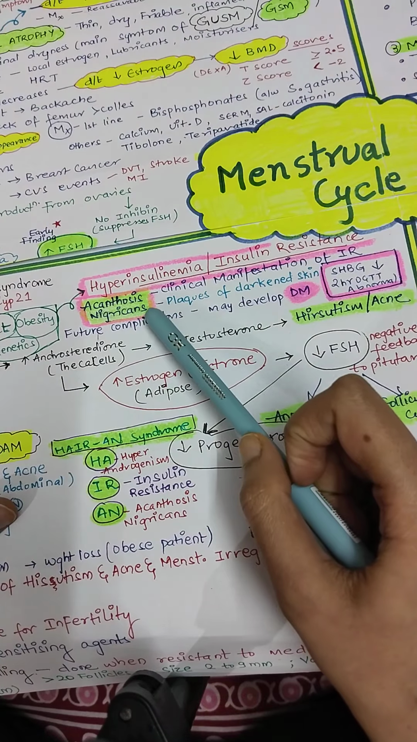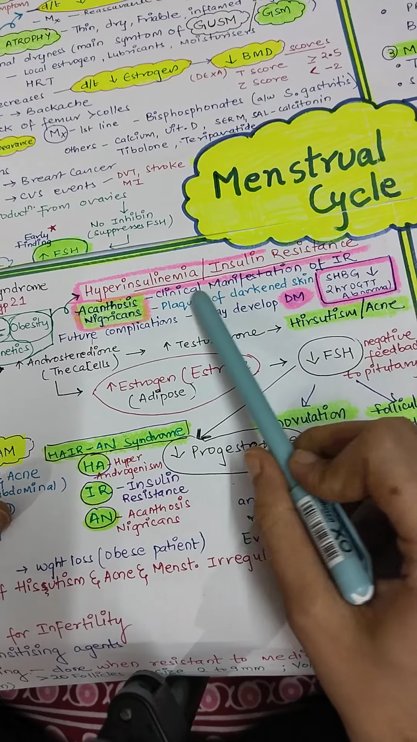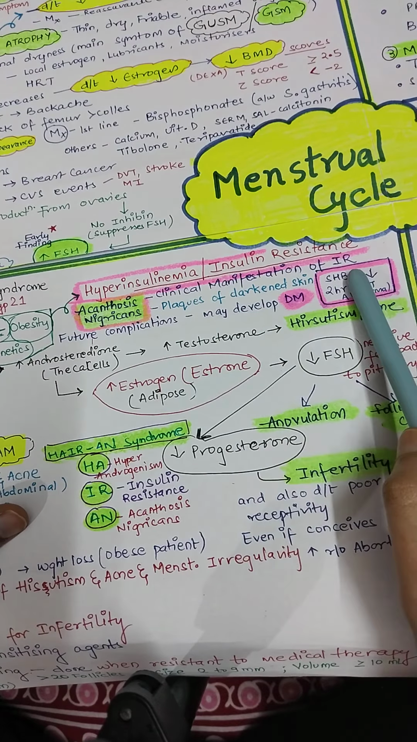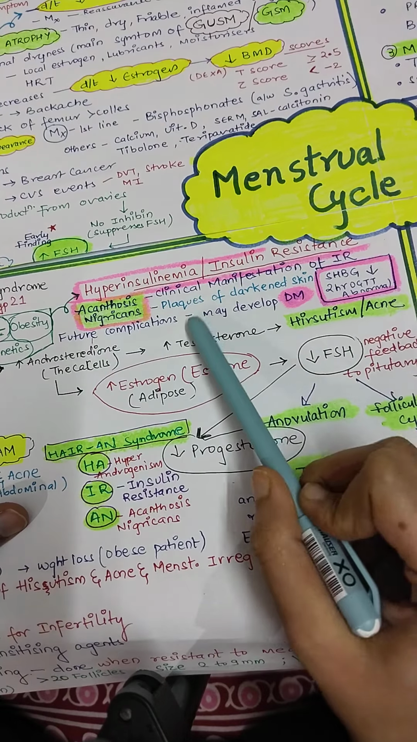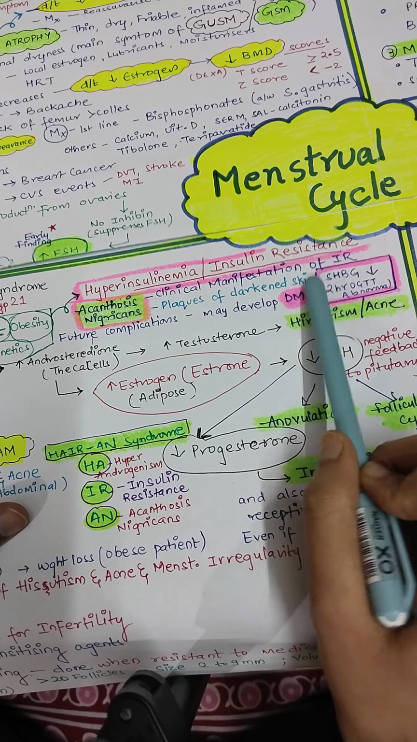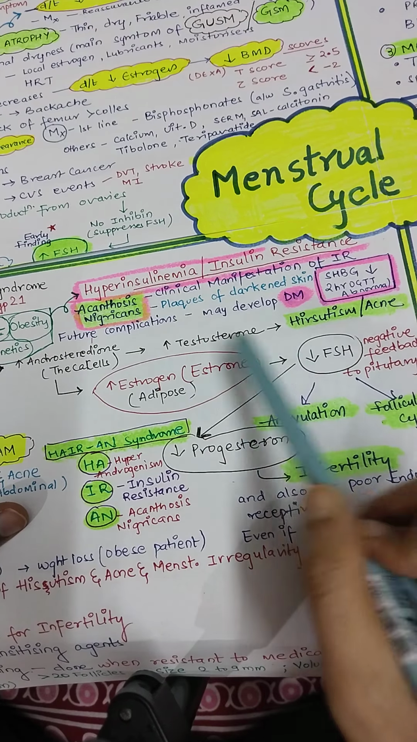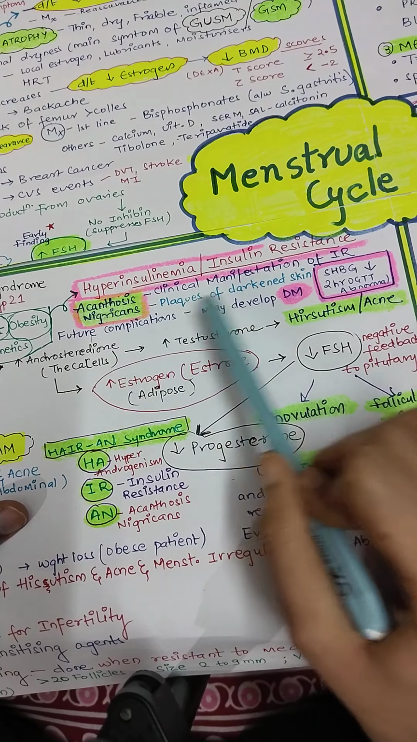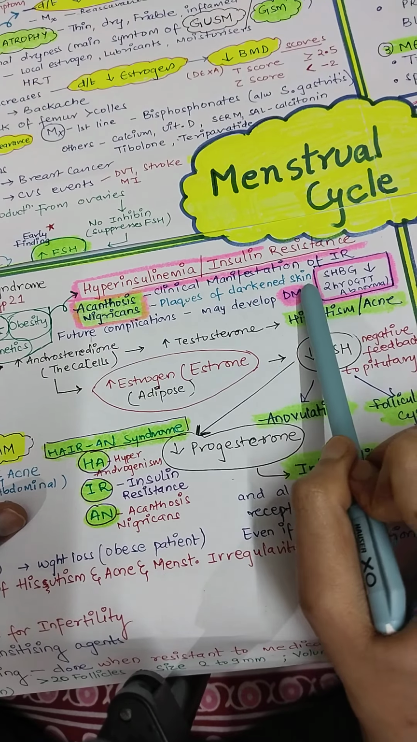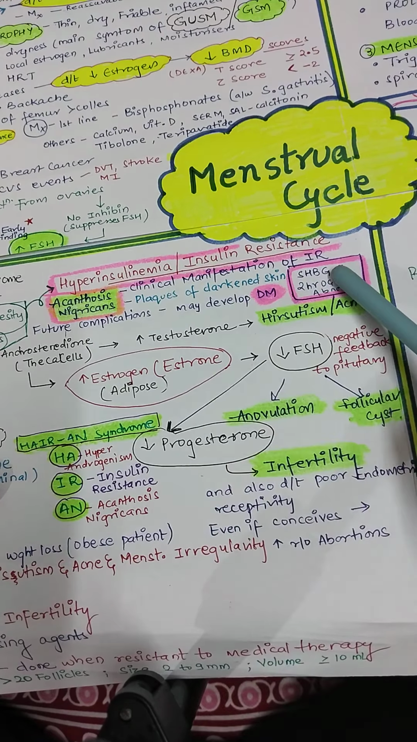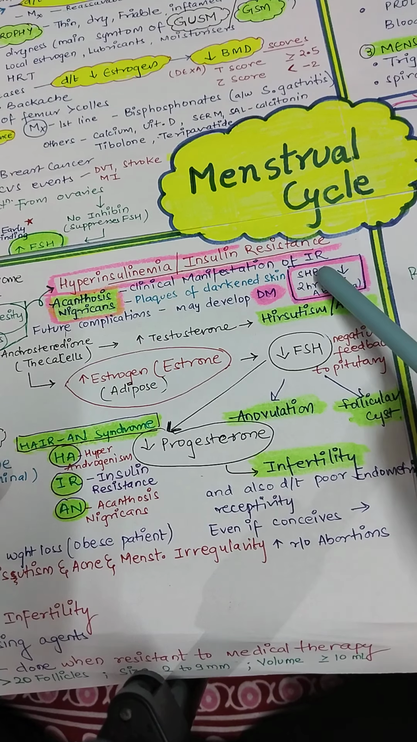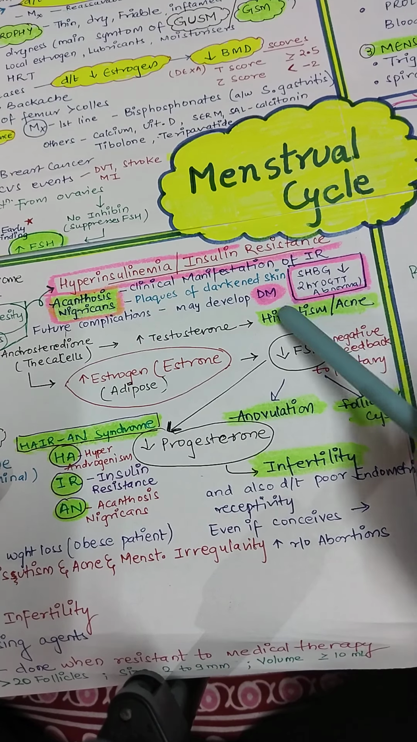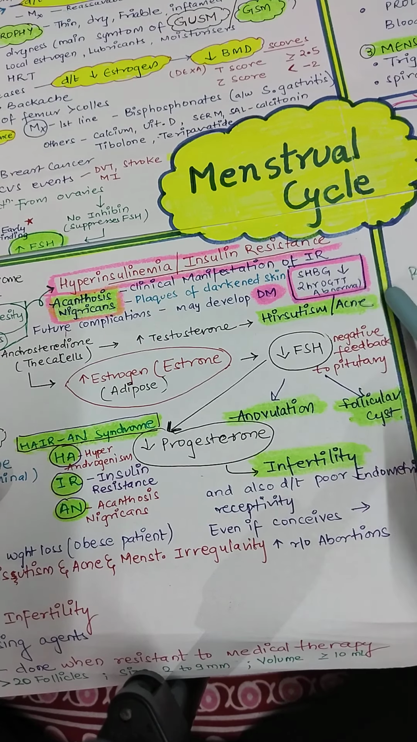which leads to acanthosis nigricans, a clinical manifestation of insulin resistance, in which plaques of darkened skin form mostly around the neck and armpit area. Future complications may include diabetes mellitus. On lab investigation, sex hormone binding globulin is decreased and the 2-hour OGTT is abnormal.